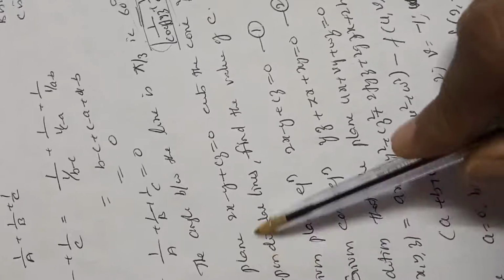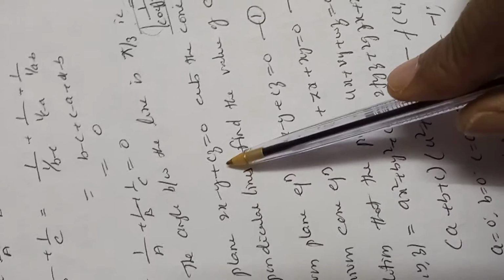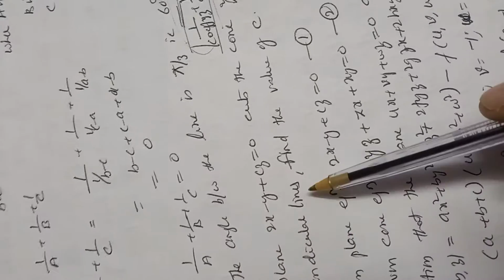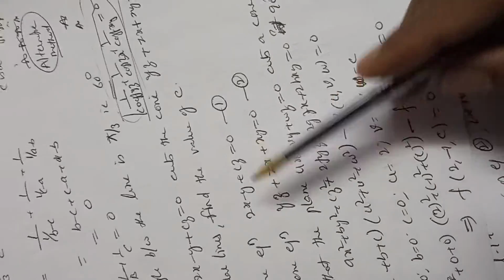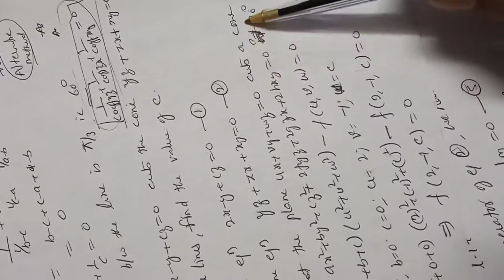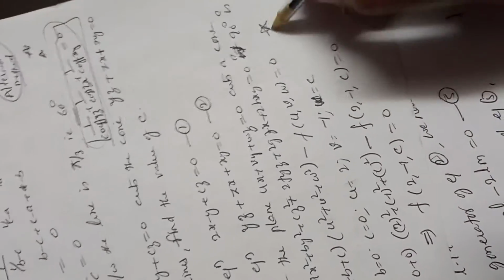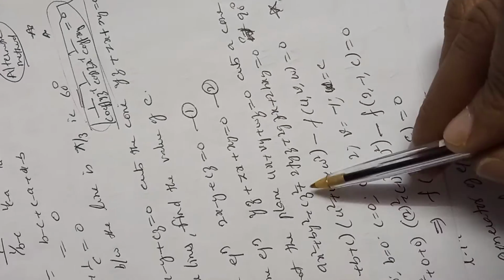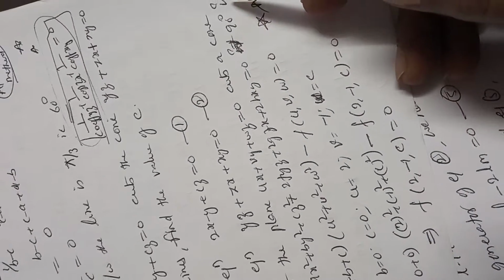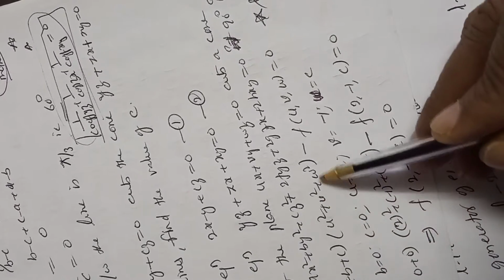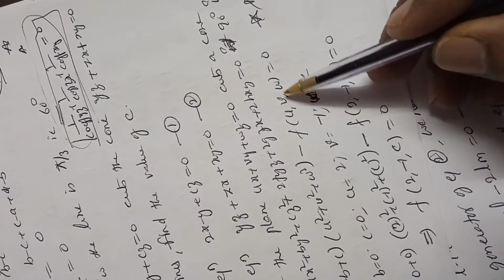Next, fourth one: if a plane 2x minus y plus cz is equal to 0 cuts the cone yz plus zx plus xy is equal to 0 in perpendicular lines, find the value of c. Now, given plane, given cone, we wrote the condition that the plane cuts the cone at 90 degrees. This is a formula you should remember: (a plus b plus c) into (u square plus v square plus w square) minus f of u comma v comma w is equal to 0.